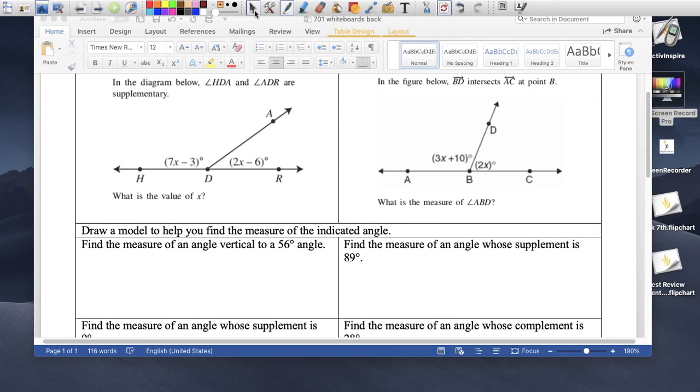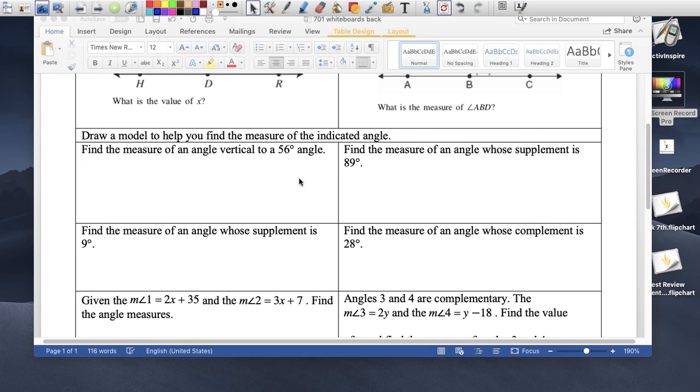So here I want you to draw a model, draw a picture. So vertical angle. It's 2 lines that cross. One is 56. So you can put the 56 here or here. Let's just put it here. This is 56. How much is this one? It's also 56. And that's it.